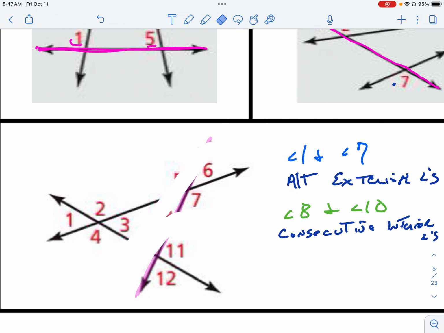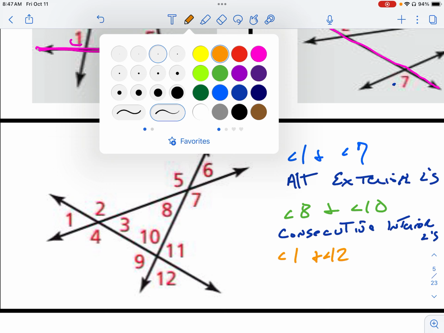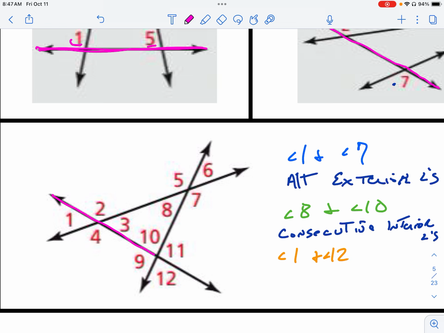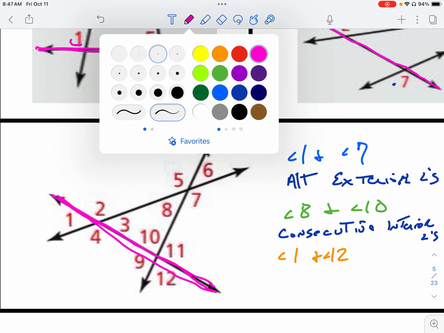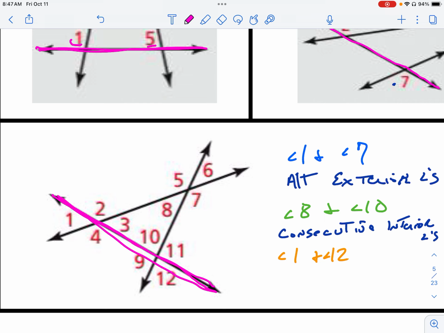And then what if we want angles 9 and, oh, let me change that. That's not what I want. Let's make it angle 1 and angle 12. Well, what line connects 1 and 12? 1 and 12 is right here. So they're on the same side of the transversal, right? We got 1, we got 12.